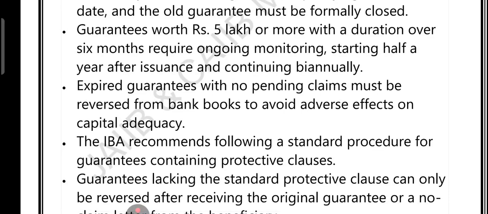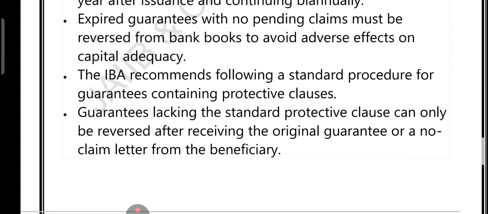Now let's look at how guarantee is monitored. For guarantees worth 5 lakh or more and valid for over 6 months, the bank must review them every 6 months starting from the first 6 months. Then we have the expired guarantee. If there is no pending claim, an expired guarantee must be reversed from the book to avoid hurting capital adequacy.